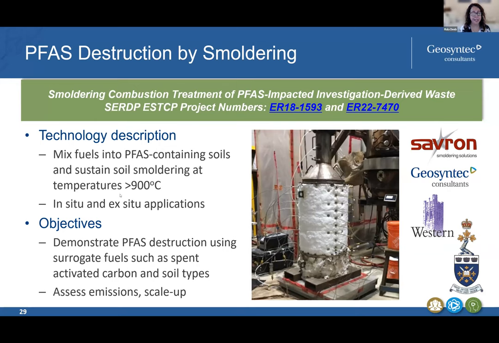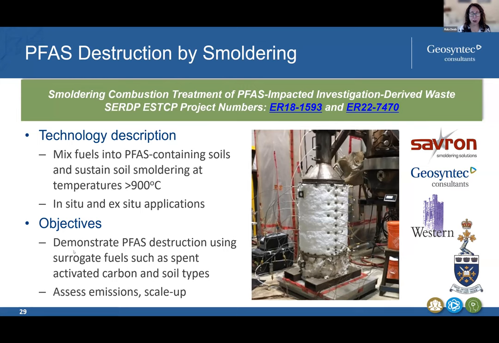The beauty of what Savron is doing in this case is that they've worked with these universities to try and close the mass balance for PFAS. And they were able to demonstrate that they're breaking PFAS into harmless byproducts. So no concerns regarding emissions of any PFAS that are not fully decomposed.